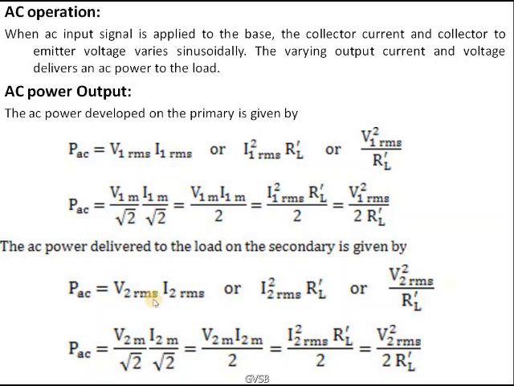If V2 RMS is written as V2 maximum by root 2 and I2 RMS is written as I2 maximum by root 2, these root 2s get multiplied and become 2. So we get V2 maximum into I2 maximum by 2. This can also be written in terms of I only as I2 square RMS RL dash by 2, or V2 square RMS divided by 2 RL.